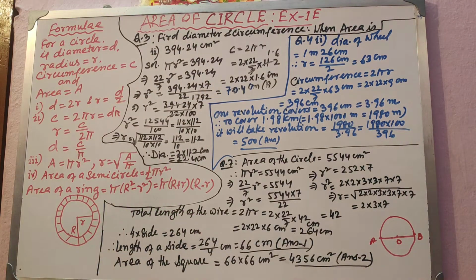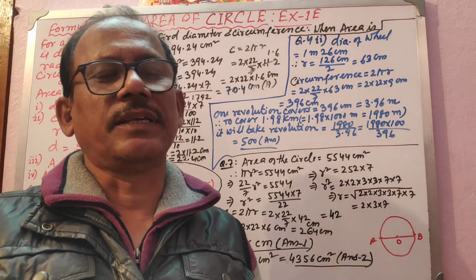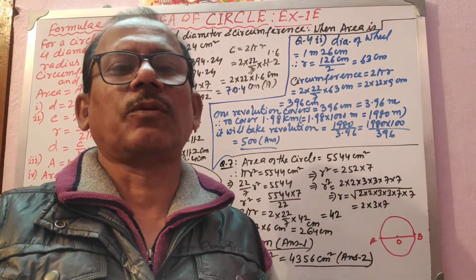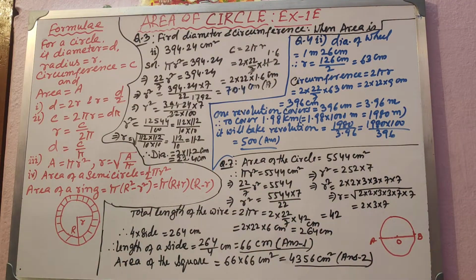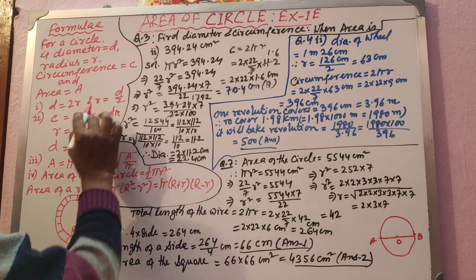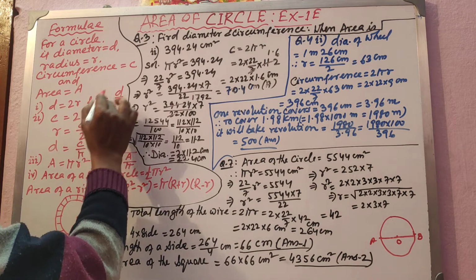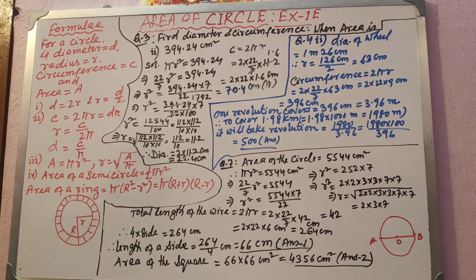So let us learn the formulas for a circle. If the diameter is d and the radius is r, the area will be abbreviated as A, and the circumference, or the perimeter, as C. We say circumference for the perimeter of a circle. The formulas: d is 2r, diameter is equal to twice the radius. Subsequently, radius is equal to diameter divided by 2. Now the circumference formula is 2 pi r.